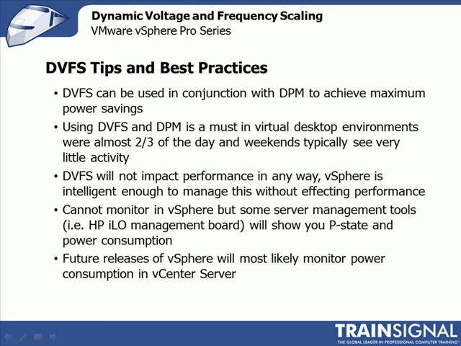vSphere is intelligent enough to manage this without affecting performance, and performance states can be changed instantly when needed without any delay. There is no way to monitor the operation of this feature inside vSphere once it's enabled, but some server management tools like HP's iLO management board will show you P state and power consumption information. Future releases of vSphere will most likely monitor power consumption inside a vCenter server's performance statistics, so you can see exactly how much power each host and VM is using.